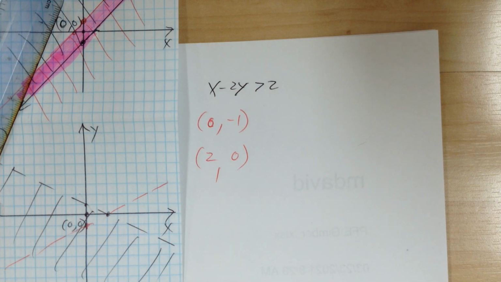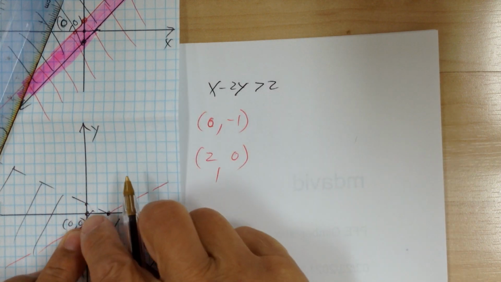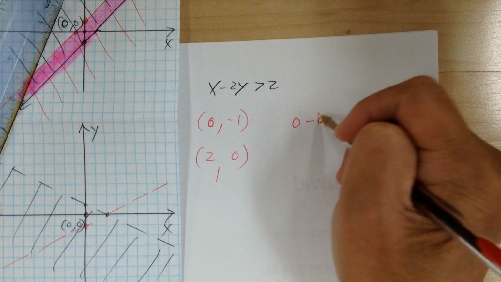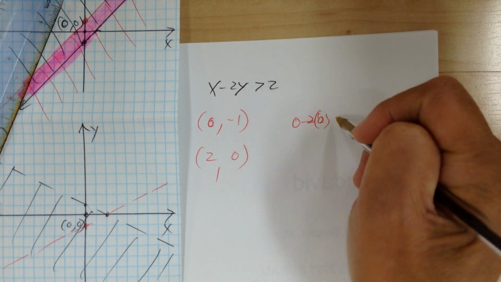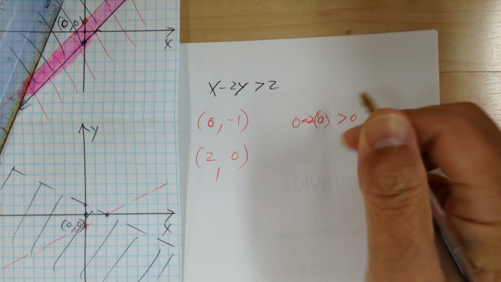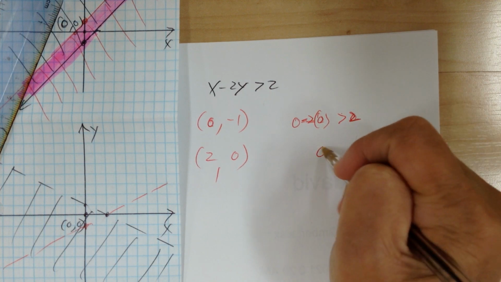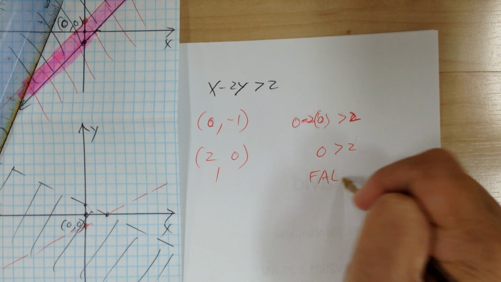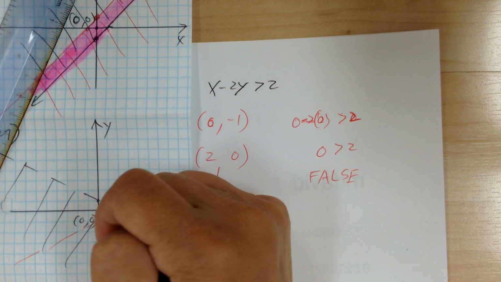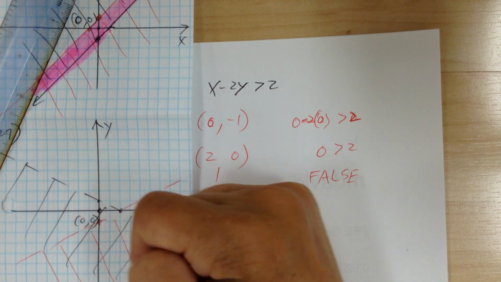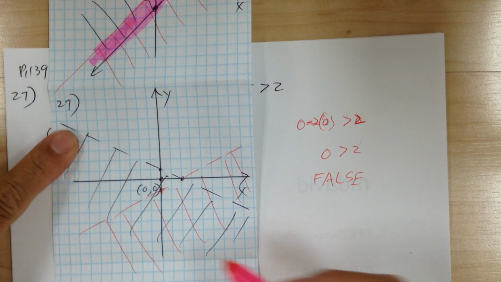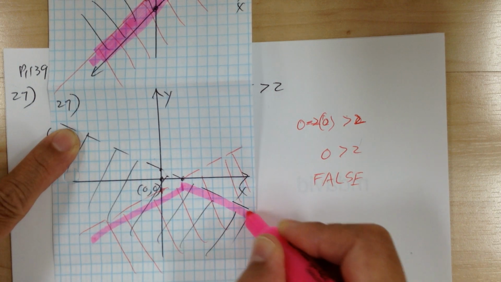Okay. Then do the testing point. So put 0, 0 in here. So you got 0 greater than 2. So that's false. So this point is false, means you have to shade in the bottom part. So your final answer is this region right down here.